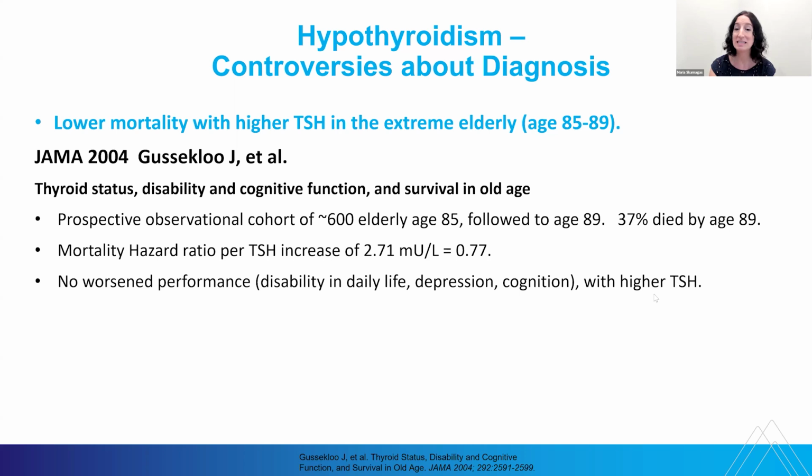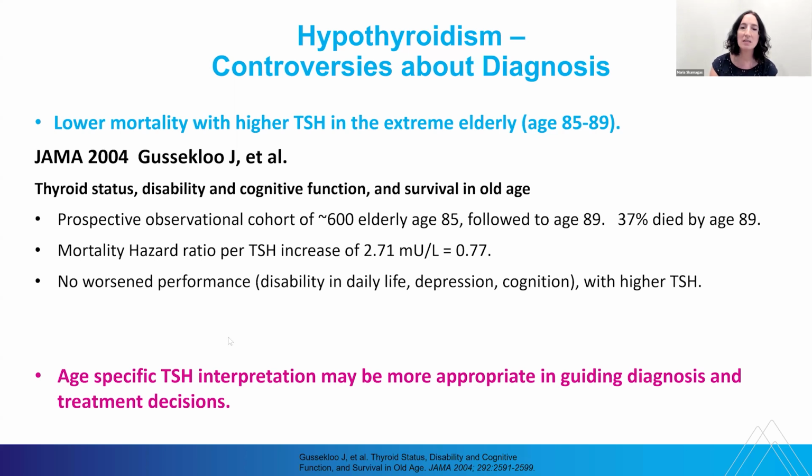And those with higher TSH levels, they did not have worsened performance. So their daily life abilities and depression scores and cognition were not affected if they had that higher TSH level. So again, this is a little more data that says that age-specific TSH interpretation may be more appropriate in guiding diagnosis and maybe even treatment decisions in the elderly population, especially the extreme elderly.